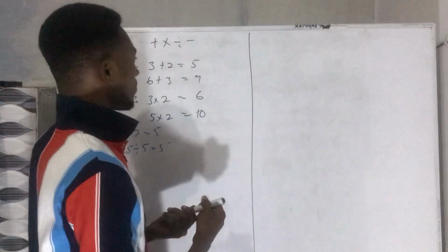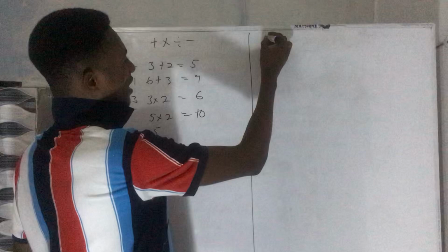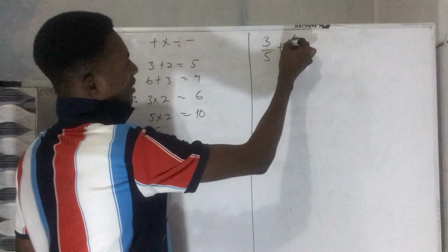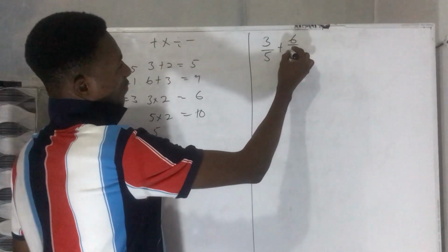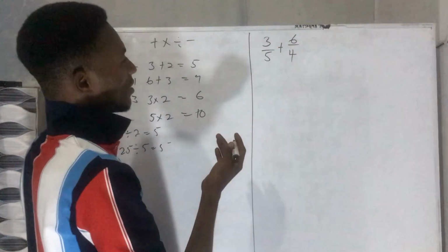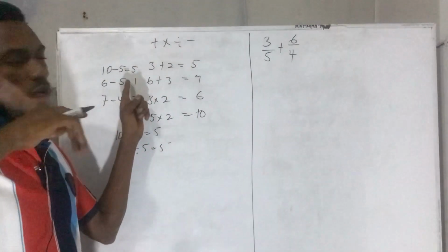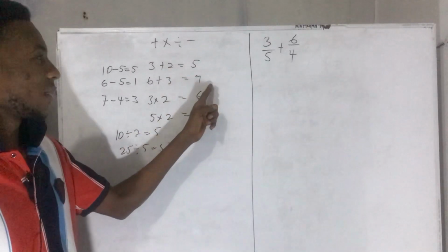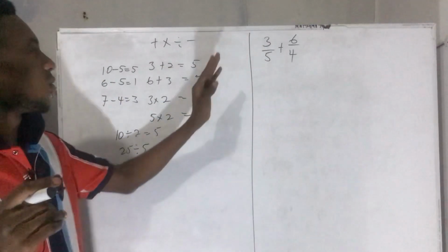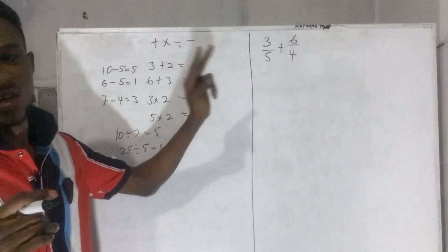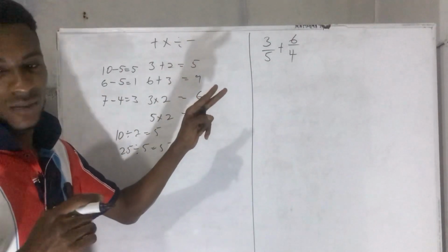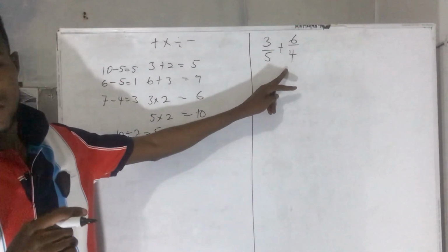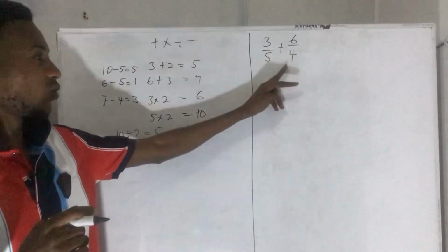So let's assume that we are given 3 over 5 plus, let's say, 6 over 4. What happens? Now over here, when we were dealing with whole numbers, we just added them straight up. 3 plus 2 is equal to 5, 6 plus 3 is equal to 9. But with fractions, if the denominators are not the same, you have to find LCM. You have to find a number that is common to the 5 and the 4.